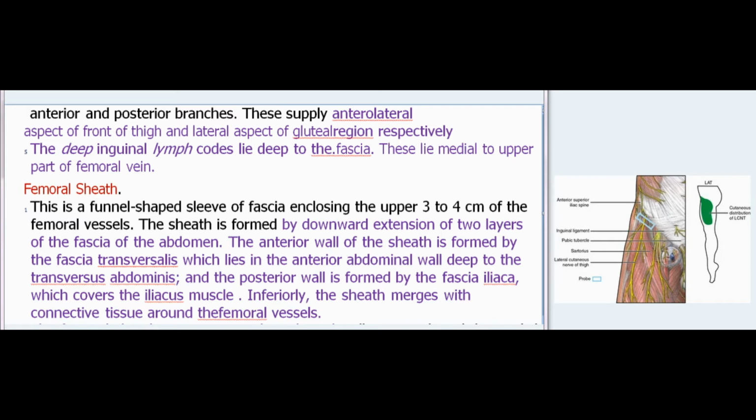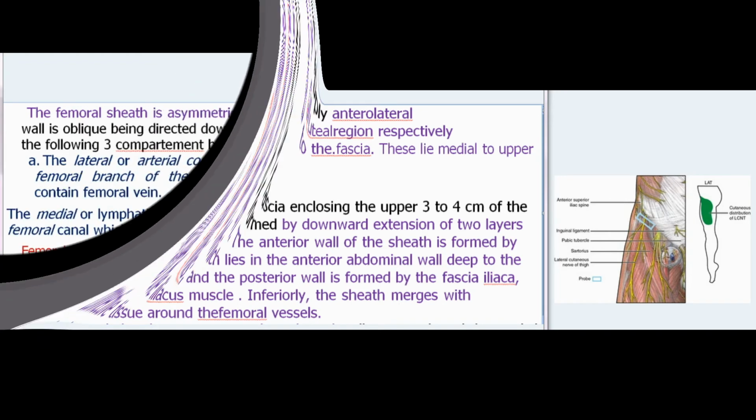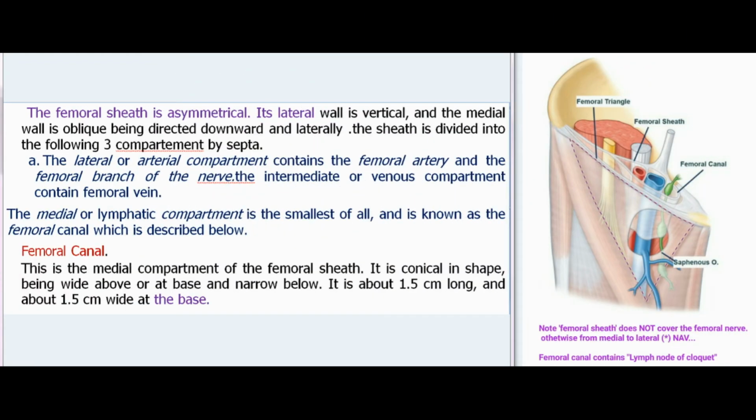The anterior wall of the sheath is formed by the fascia transversalis, which lies in the anterior abdominal wall deep to the transversus abdominis, and the posterior wall is formed by the fascia iliaca, which covers the iliacus muscle. Inferiorly, the sheath merges with connective tissue around the femoral vessels. The femoral sheath is asymmetrical. Its lateral wall is vertical, and the medial wall is oblique, being directed downward and laterally.